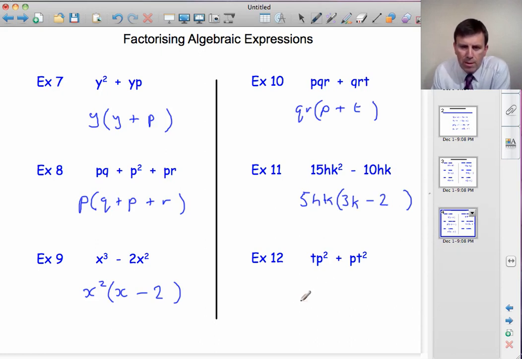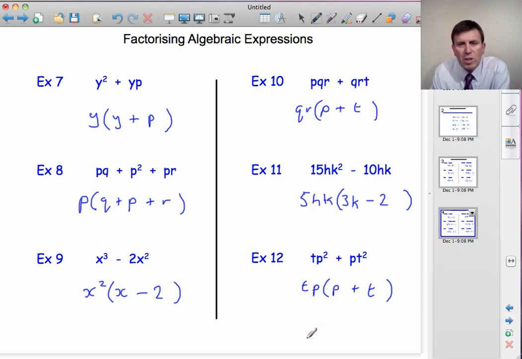And the last example. tp squared plus pt squared. Well, I've got a t in both of them and I've got a p in both of them. So I can pull tp to the front. Rebuild the expression. What do I multiply tp by to get tp squared? Well, t's already there, but I need to multiply by another p to get the p up to p squared. Plus, what do I multiply tp by to get pt squared? Well, the p's already there, but the t needs multiplying by another t to get it up to t squared. Final answer, tp multiplied by p plus t.